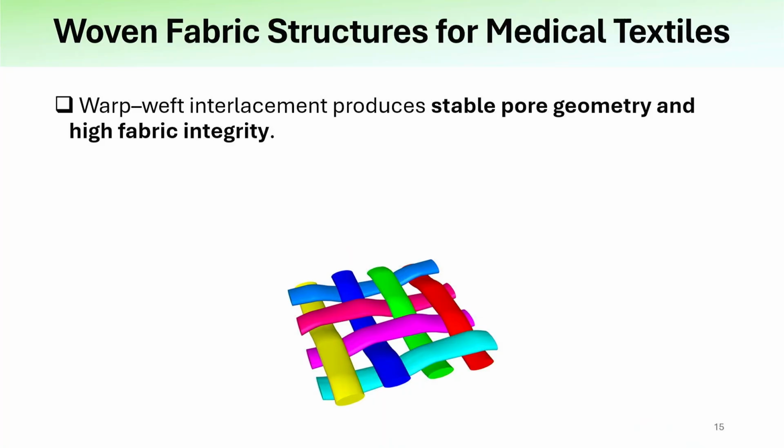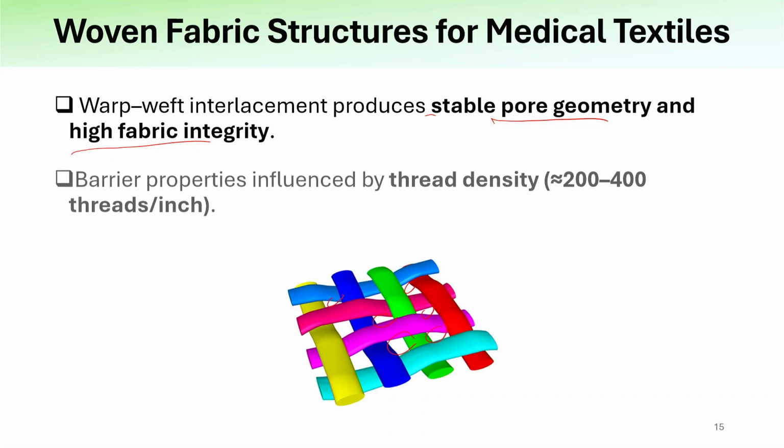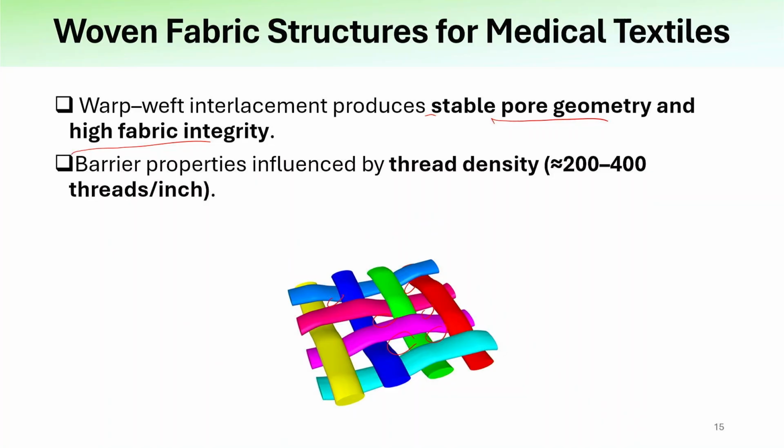So, warp-weft interlacement produces stable pore geometry and high fabric integrity. There will be stable pore geometry because woven fabrics are not that stretchable in the lengthwise and widthwise directions. The pore geometry does not change too much, unlike knitted fabric, which is highly stretchable, where the pore geometry gets changed with a small load.